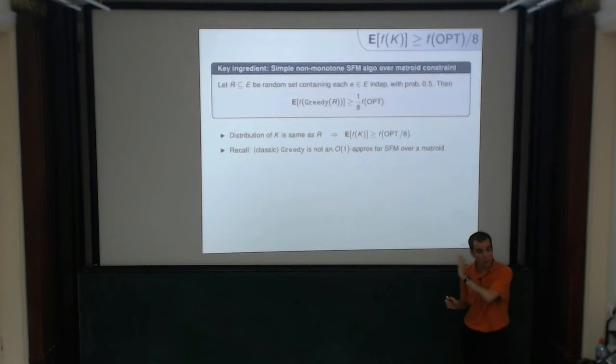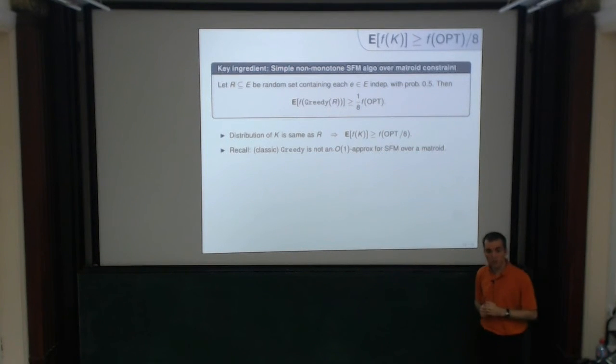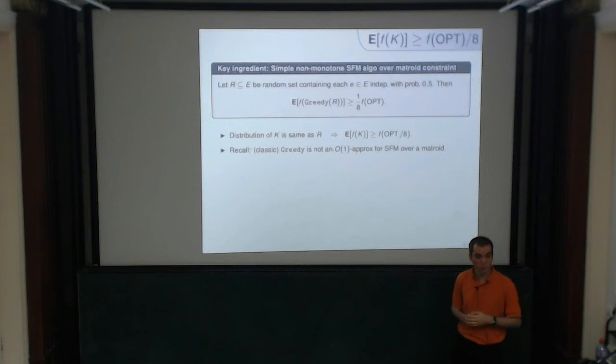But again, you can get better factors than 1 over 8 if you don't need to have a simple procedure. So the key difference again is we did apply greedy, but only on a random subset containing each element with probability 1/2, and that is enough to fix the issue that greedy is not a constant factor approximation for non-monotone submodular functions.